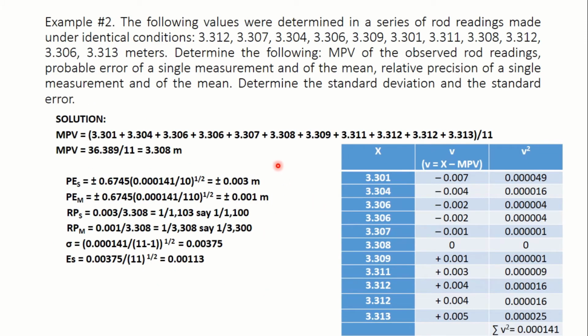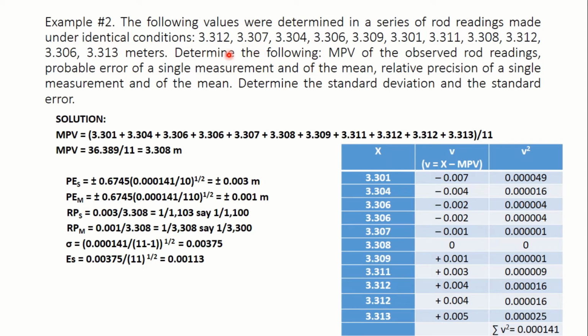Example number 2. The following were determined in a series of rod readings made under identical conditions. Take note, again, this is under identical conditions. Ibig sabihin, pare-parehas lang yung mga condition. Maaraw. Kung maaraw yan, maaraw lahat. Kinuha yung measurements. So, ito yung mga measurements. 1, 2, 3, 4, 5, 6, 7, 8, 9, 10, 11 set of 11 measurements ito. Rod readings. Okay? Ibig sabihin, leveling ang ginawa dito kasi rod readings.